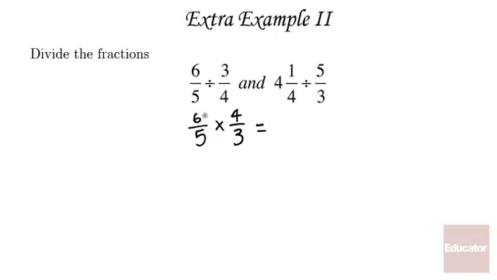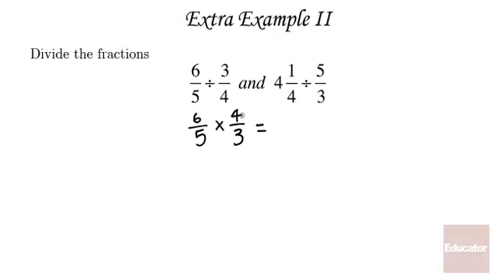Again, you can just multiply them. Just do 6 times 4, 24, over 5 times 3, which is 15, and then simplify that fraction. Or you can simplify the problem by seeing if any numbers have common factors.